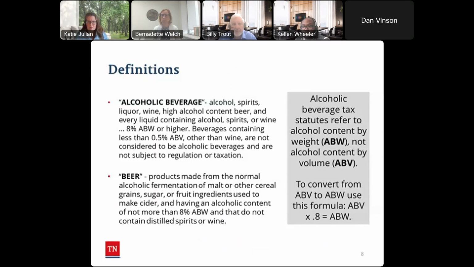Crystal wanted us to go over the calculation between by volume and by weight again. Basically, to convert from alcohol by volume to alcohol by weight, you use alcohol by volume times 0.8, and that gives you alcohol by weight.